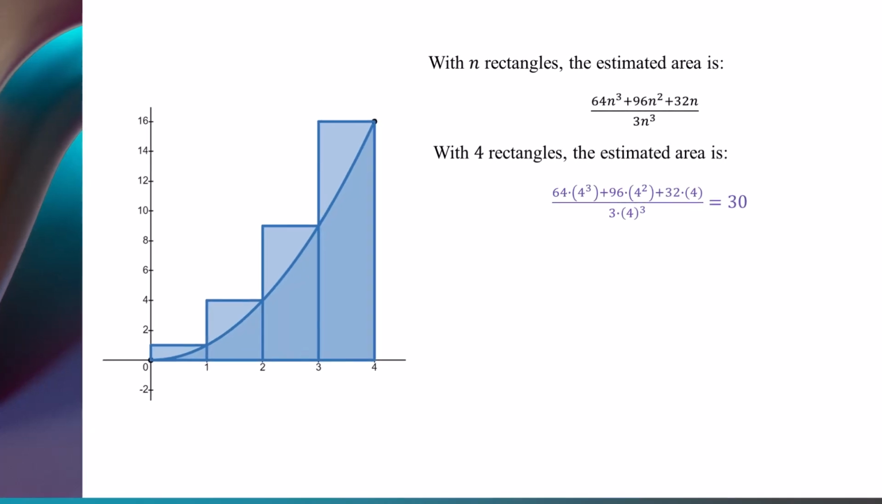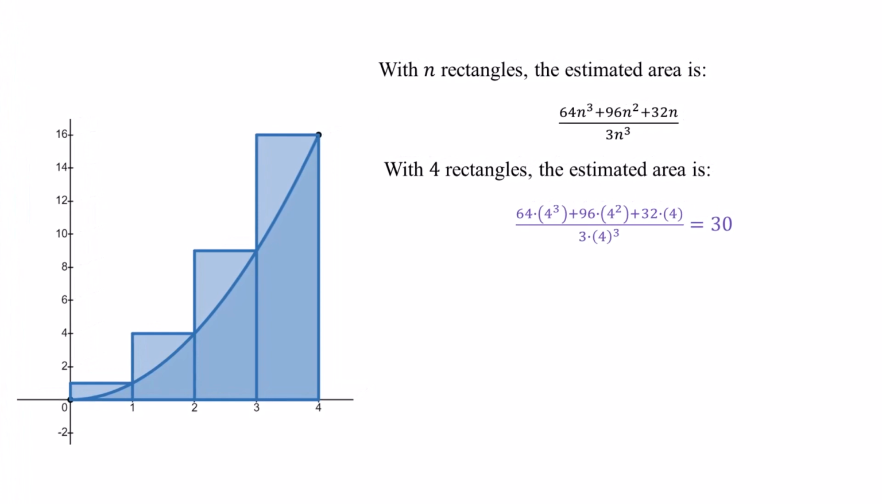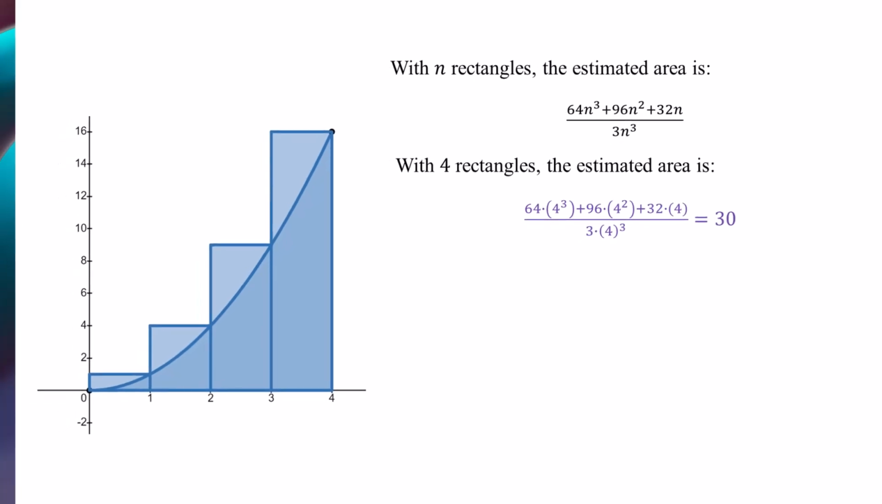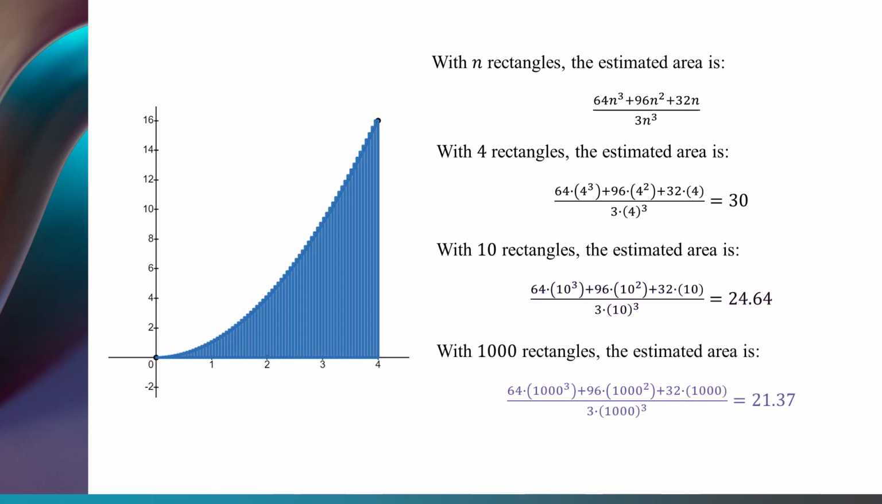Remember when we used 4 rectangles? The area here would be approximated by 64 times 4 cubed plus 96 times 4 squared plus 32 times 4 over 3 times 4 cubed, which equals 30 like we saw before. How about we try using 10 rectangles? Here we find the estimate to be 24.64. If we use 1,000 rectangles, the estimate is 21.37.